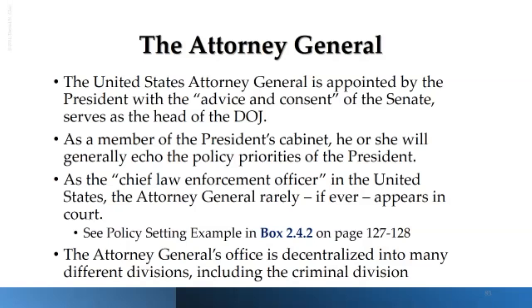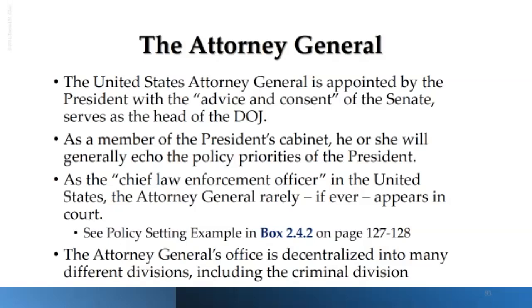So if you want to see an example of policy setting, take a look at box 2.4.2 on pages 127 and 128 of your book. In this, you have a memo to the U.S. attorneys detailing what the Attorney General wants them to focus on in terms of prosecutions and how they should respond to certain things. It's an interesting way to basically say to the attorneys that this is our focus. You're going to do this, you're going to do that. You can still do the other stuff, but you need to focus on this, or we need to be very careful about this. So again, it's not necessarily a direct command, but it is taken as such.